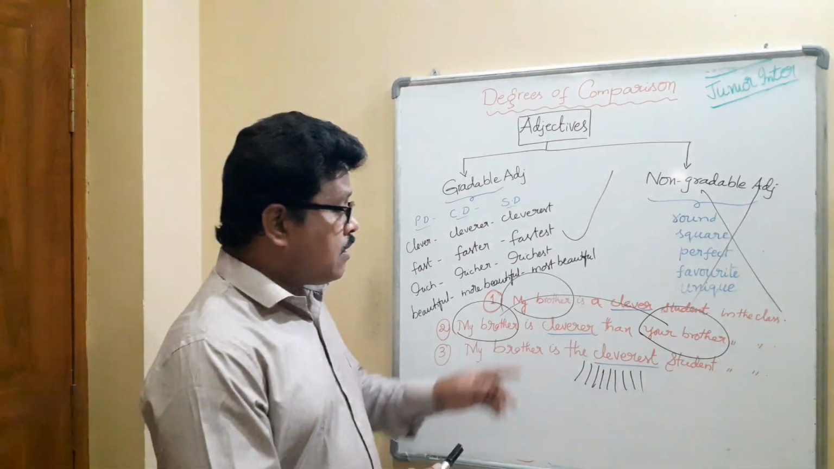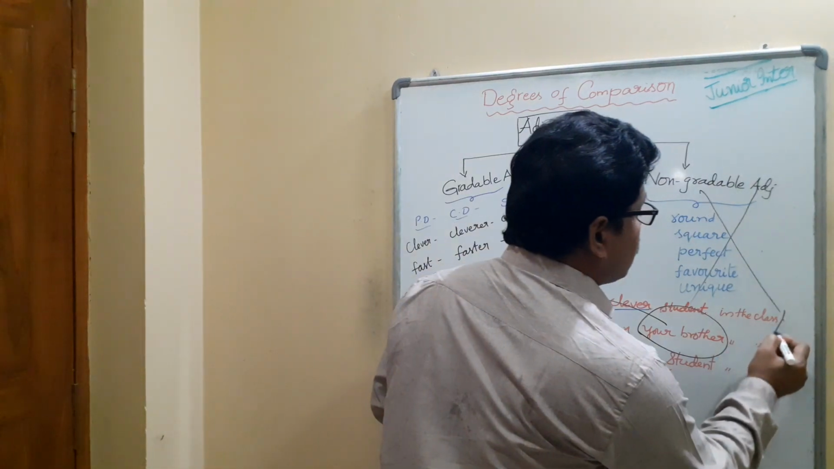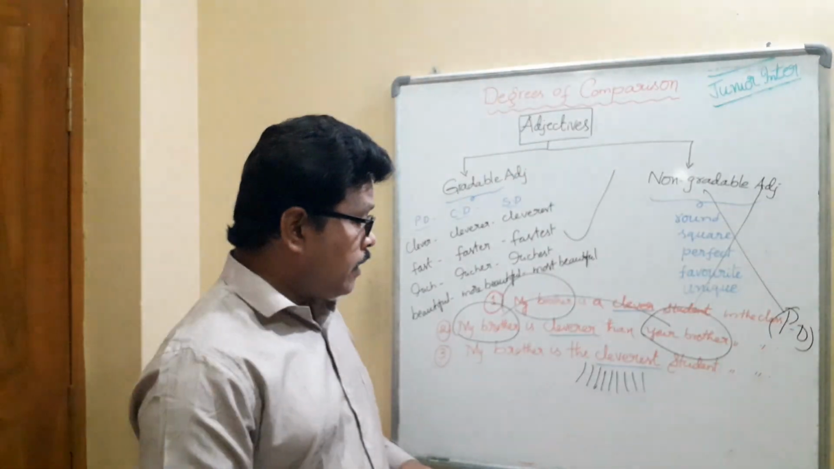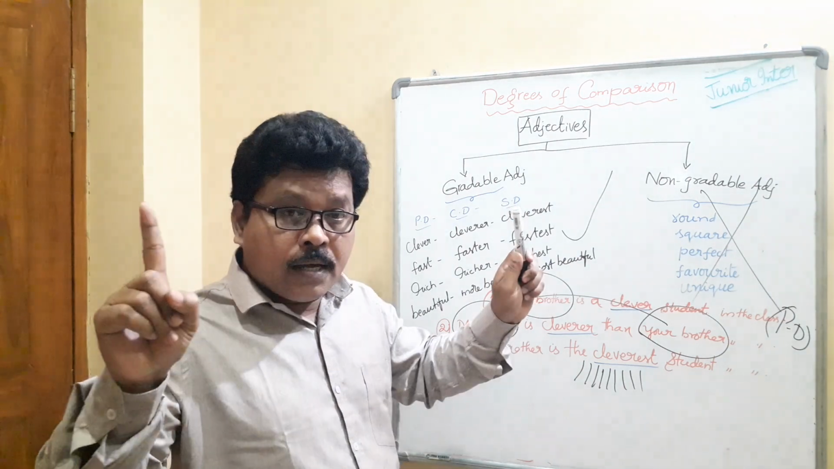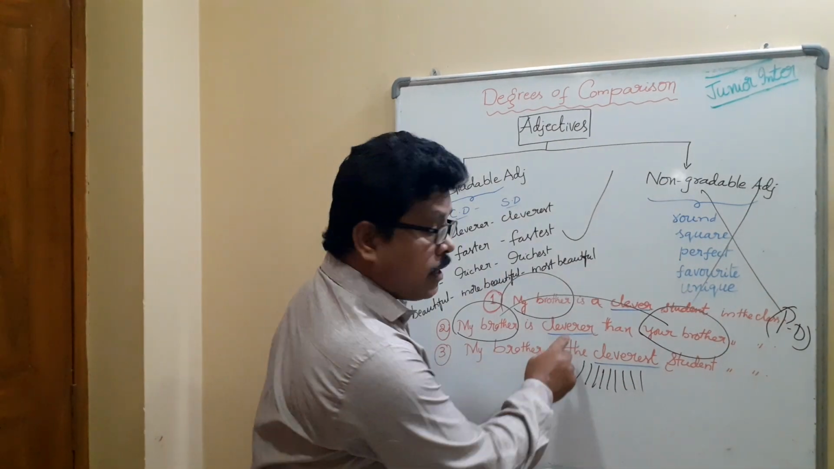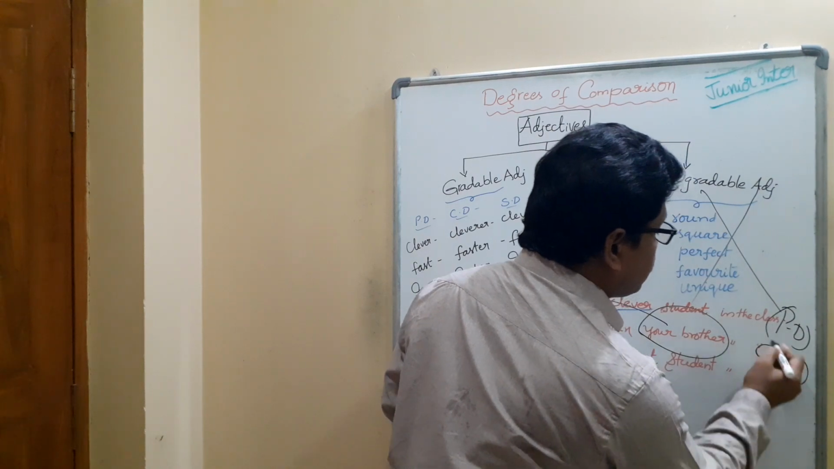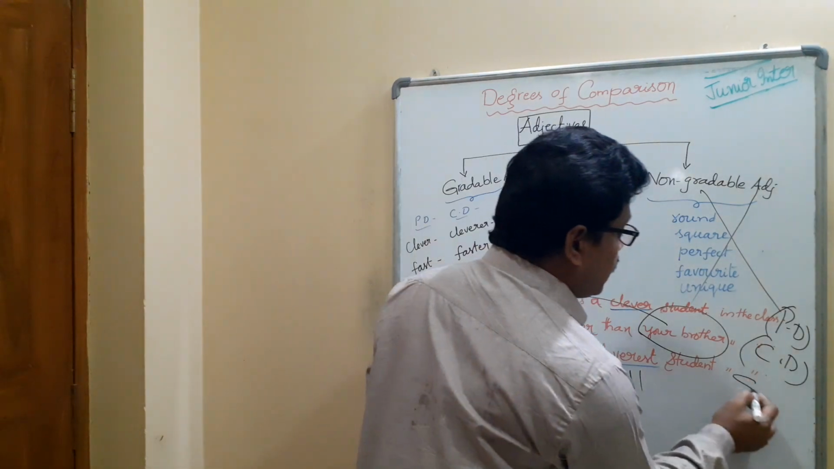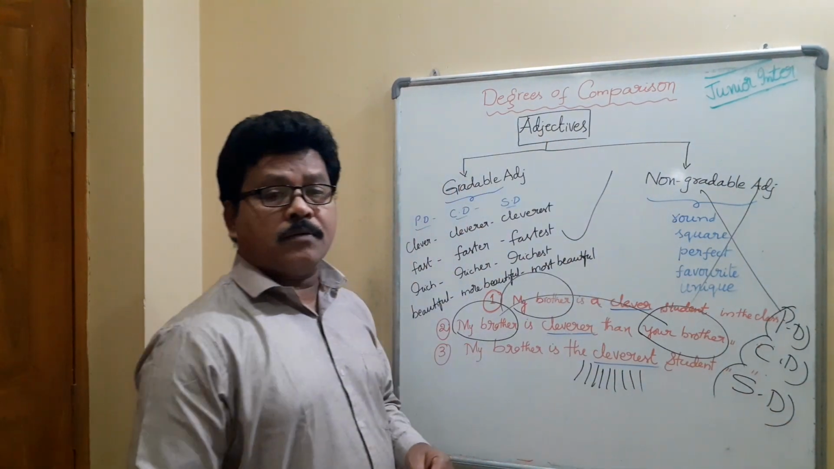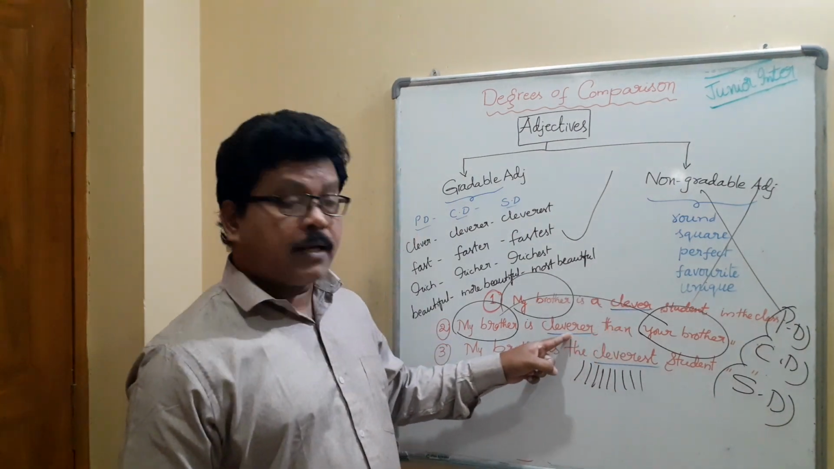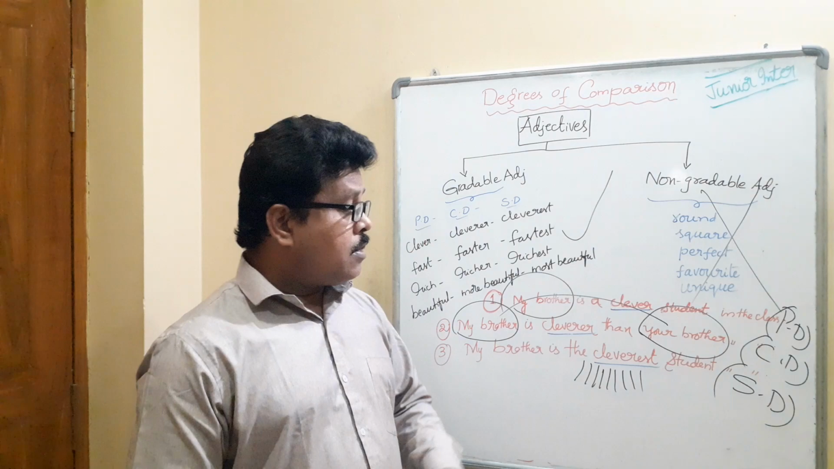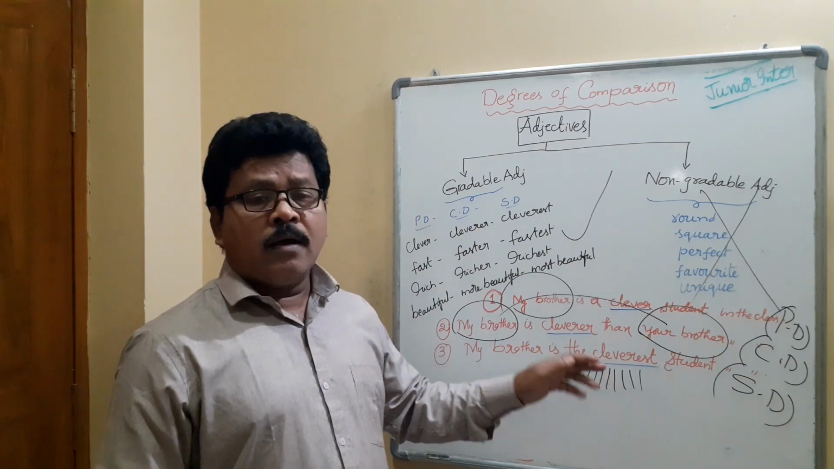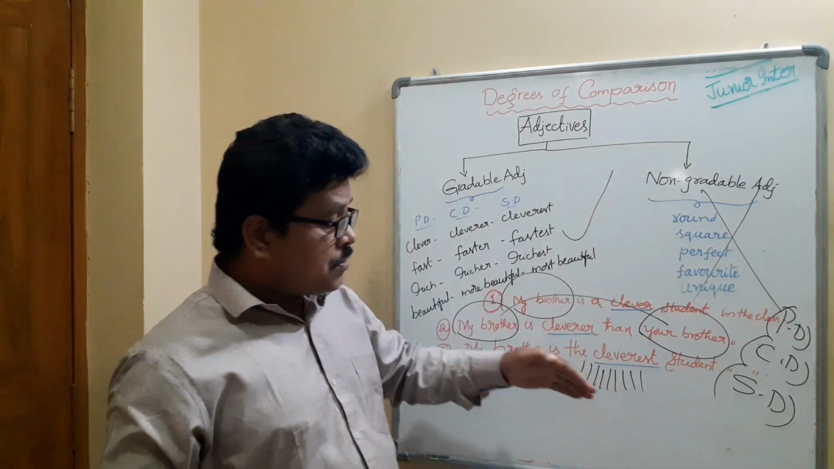When there is no comparison, the adjective is said to be in the positive degree. When only two are compared, the adjective is said to be in the comparative degree. And when more than two are compared, the adjective is said to be in the superlative degree. So clever is the adjective here, cleverer here, cleverest here. This is the first form, plain form, lowest form, positive degree. This is the middle one, comparative degree. This is the highest form, superlative degree.